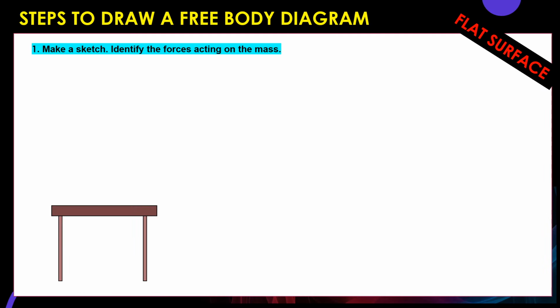Okay, let's look at the steps to draw a free body diagram. First, make a sketch. Make sure you first sketch all the forces acting on the mass. For example, we have a block and we put an external force on the block and the block will move to the right. When we sketch all the forces on the block, we have normal, friction, weight, and external force F.